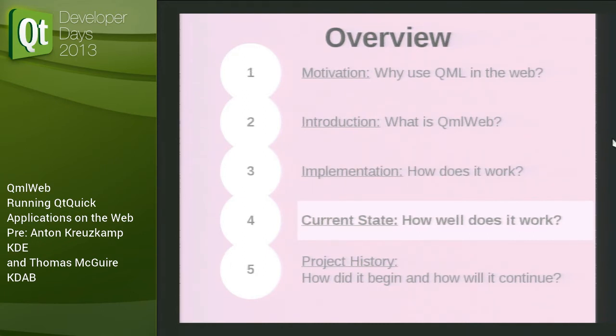So that was the theory about how it works, how we can teach the web browser property bindings and anchor layouting. The next question is how well does it work? You have seen how it works, but you still don't know, is it actually usable or is it just some nice experiment? So the first demo is what you've already seen. The presentation is completely done in QML using QML Web, and that's the reason why there are all those fancy animations, just to show you what is possible.